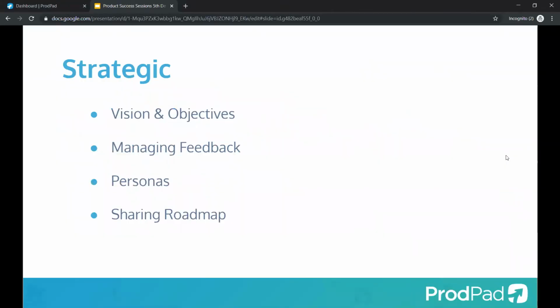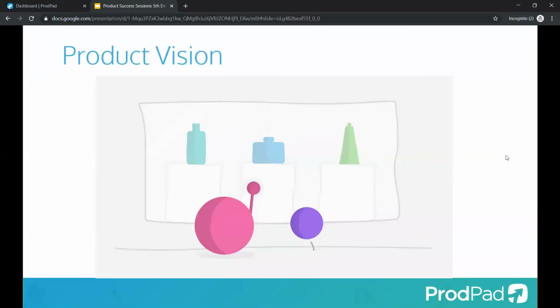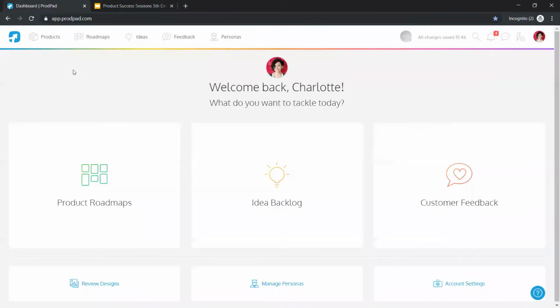Fab. So our first port of call will be to look at the strategic aspects of product processes. And let's start off with the product vision, which is a big part of the product process, setting out the vision for your products and helping to communicate that internally within your business.